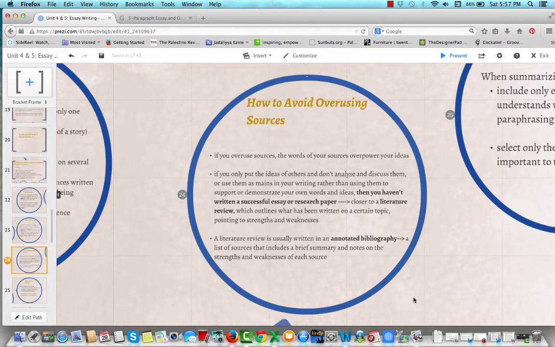An annotated bibliography is simply a bibliography of sources that includes a summary of the strengths and weaknesses of each source. A literature review is a short format, and an annotated bibliography goes on for pages and pages and pages long. This is not really that important. We're not going to take a look at examples, but you should know the definition of it.